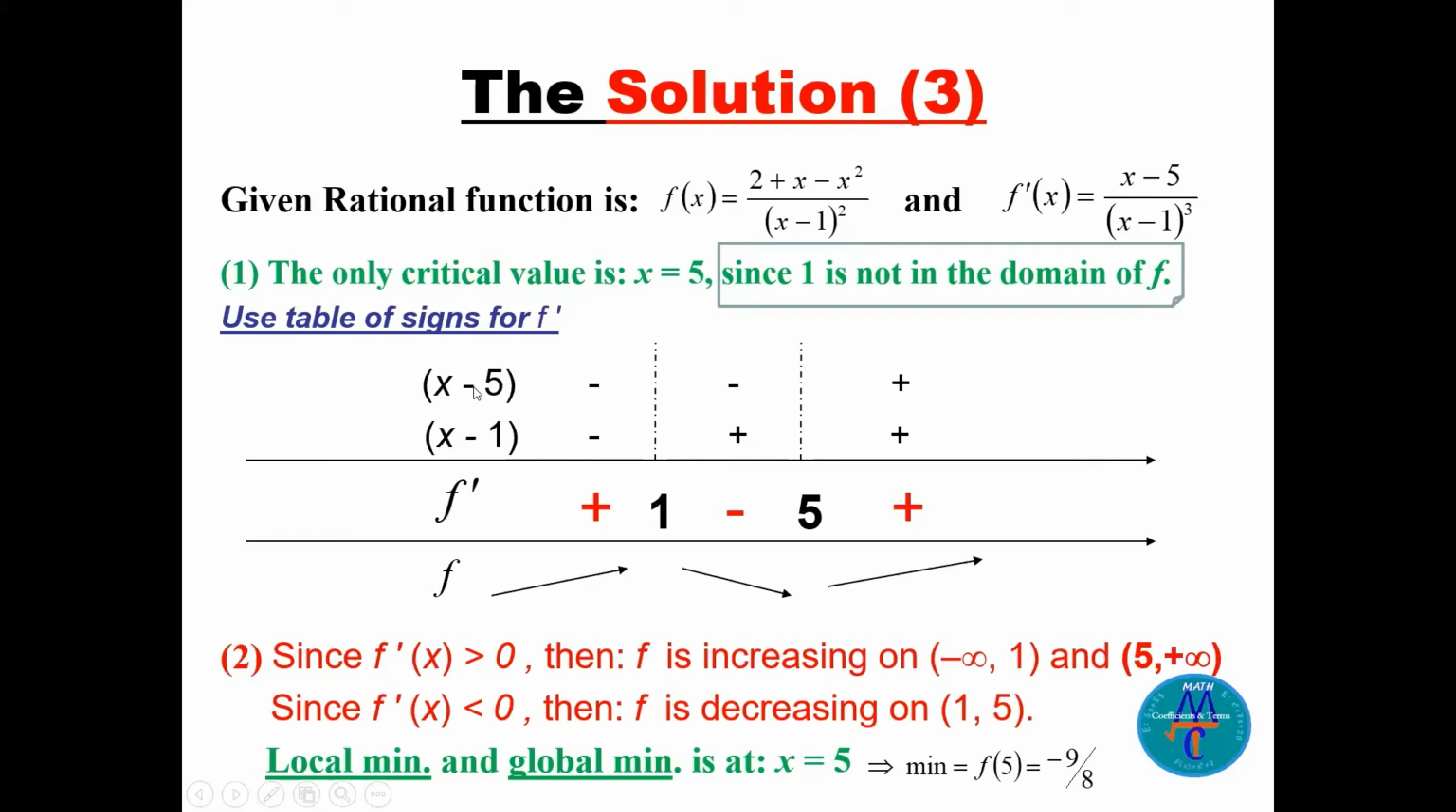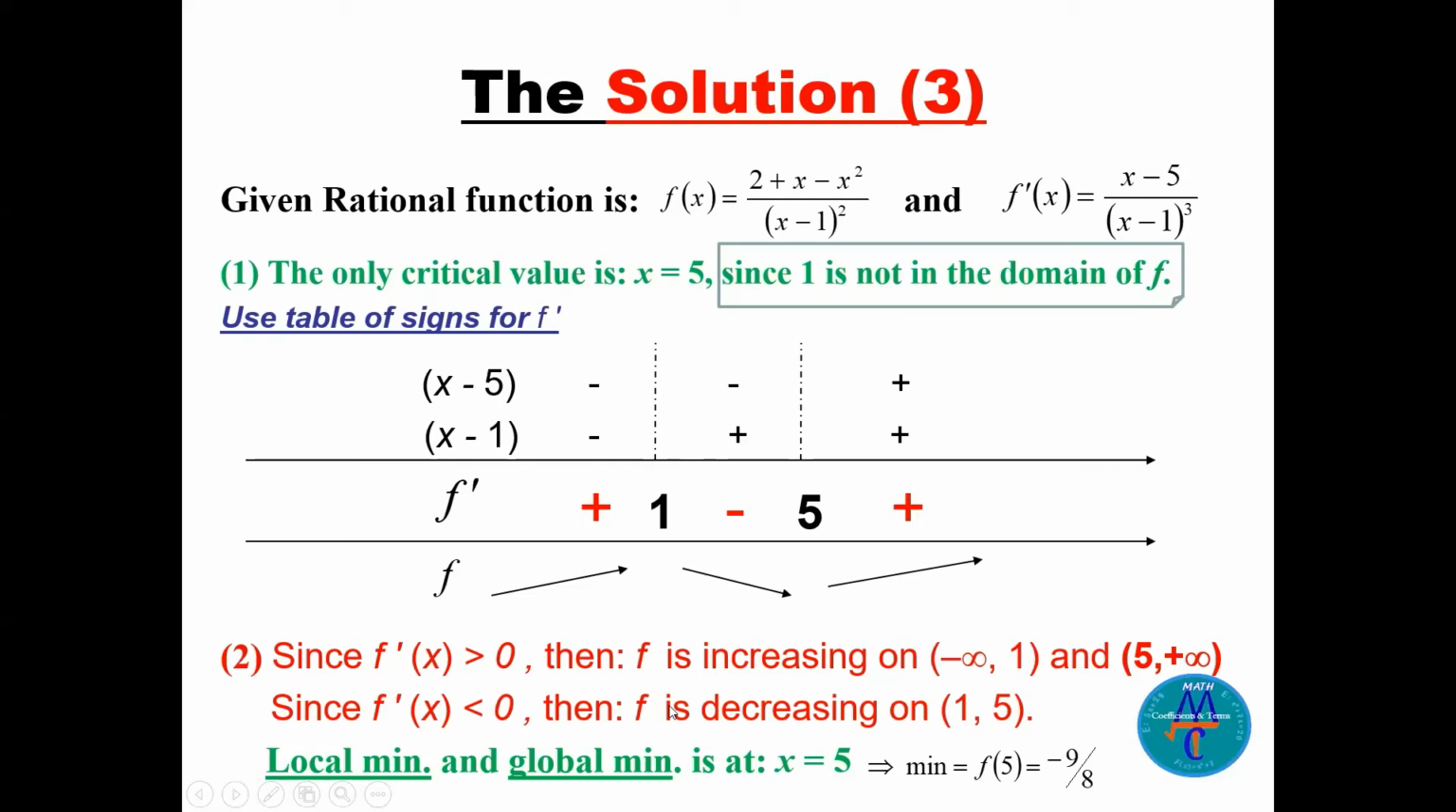So we write x minus 5, x minus 1, this is x minus 1 all cubed, the same behavior as x minus 1 to the power 1. So just choose a number less than 1, between 1 and 5, and greater than 5. So you put the table here. f prime is positive, that means the function f is increasing. f prime is negative, the function f is decreasing. f prime is positive, the function f is increasing.